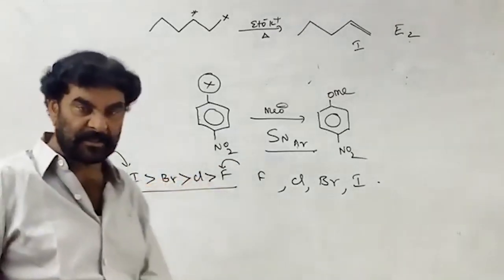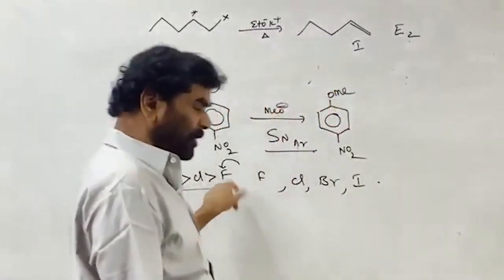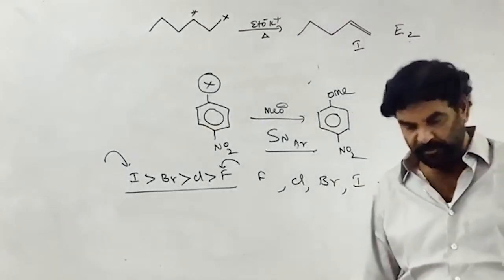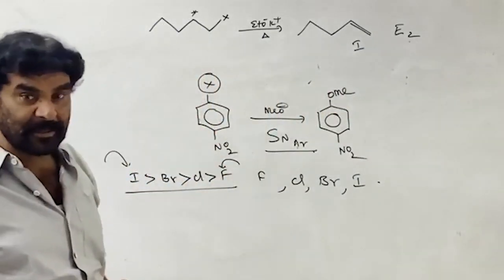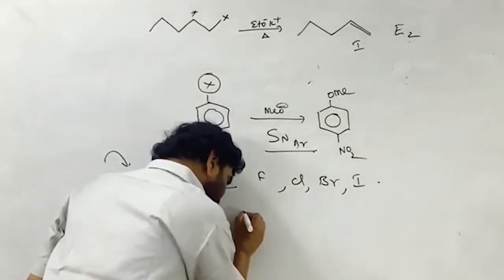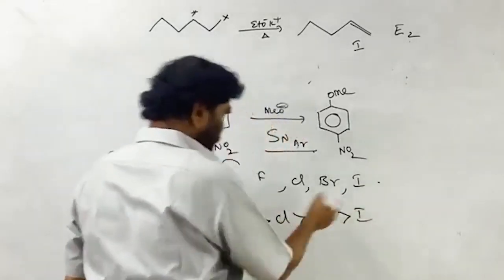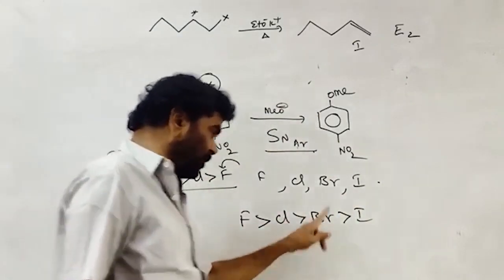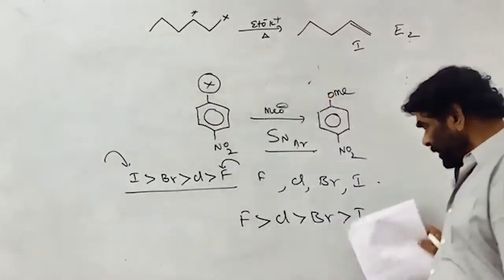This is explained based on the strength of the carbon halogen bond. The carbon iodine bond is weak, the carbon fluorine bond is strong. Breaking the bond is the RDS, therefore fluorides are less reactive. But for nucleophilic aromatic substitution, the rule is different. Here the reactivity order is F, Cl, Br, I. Fluorobenzene is more reactive than chlorobenzene, chlorobenzene is more reactive than bromobenzene, and the least reactive among the halobenzenes is iodobenzene.